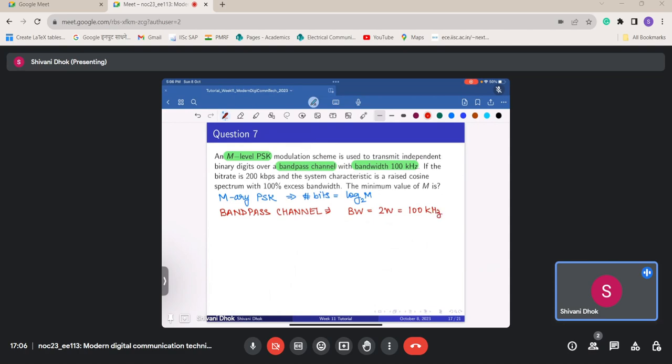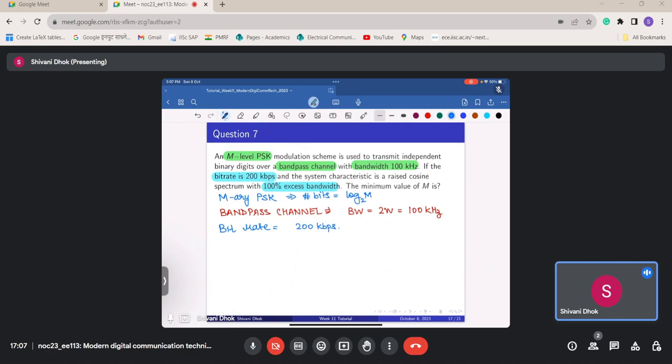Okay. Then in the next sentence, what is given is: if the bit rate is 200 kbps and the system characteristic is a raised cosine spectrum with 100% excess bandwidth, then the minimum value of M is. Okay, so this is what is given. So bit rate is 200 kbps, and we have the raised cosine spectrum with 100% excess bandwidth.